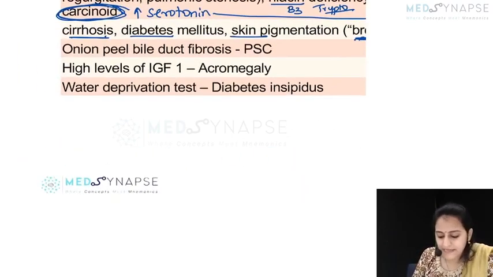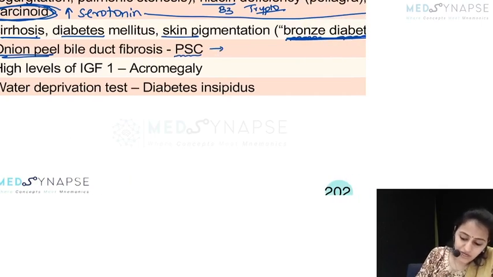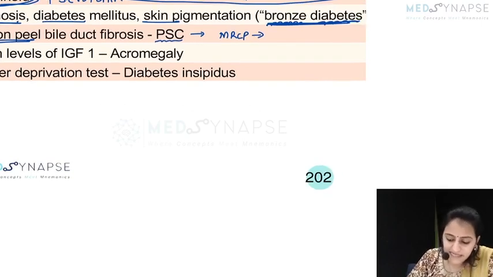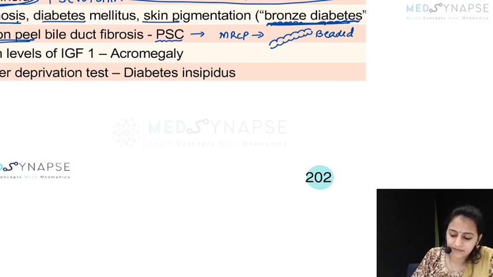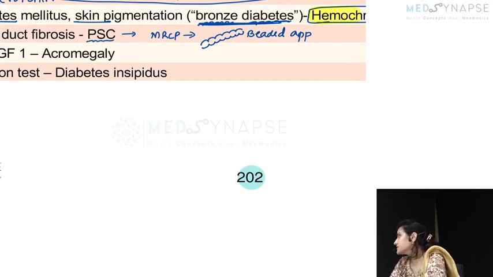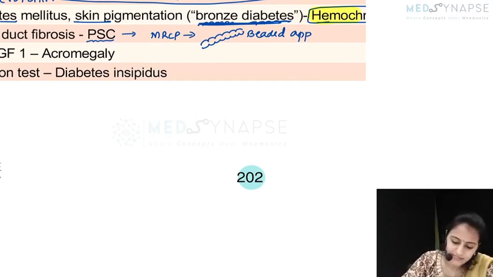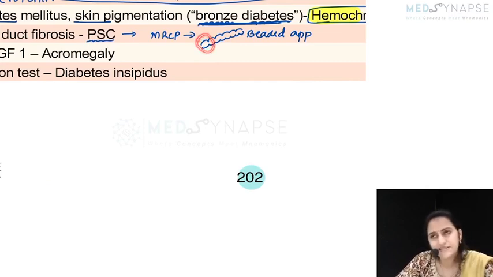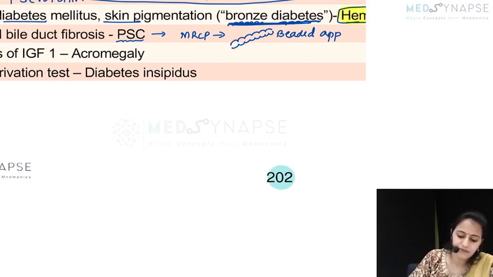Onion peel bile duct fibrosis is seen in primary sclerosing cholangitis, which on MRCP shows what appearance? Primary sclerosing. Basically, there are multiple strictures. Beaded appearance. Right? The multiple strictures in primary sclerosing cholangitis. When you do the histopath, the strictures basically is fibrosis, onion peel fibrosis.